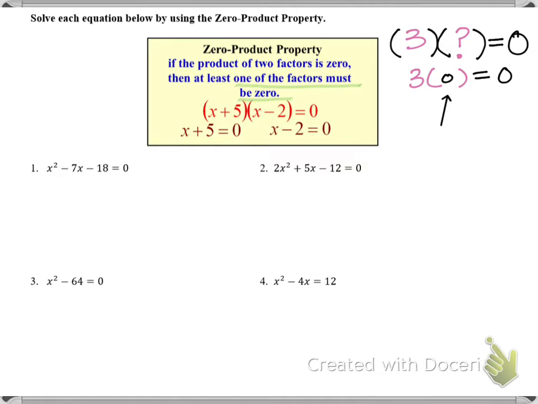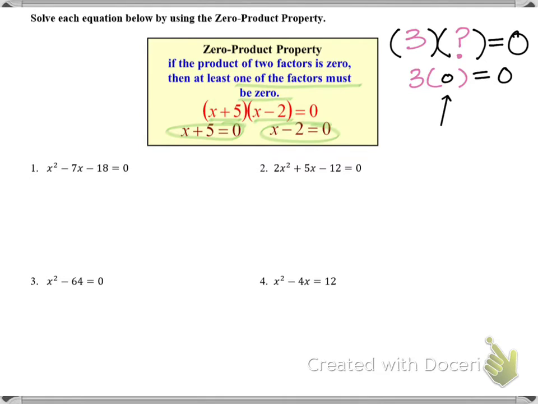So now let's take a look at that in terms of the binomial factors. If I have the binomial x plus 5 times the binomial x minus 2 equals 0, then either the x plus 5 binomial must equal 0 or the x minus 2 binomial must equal 0. So when you're done using the zero product property and you're in your final steps, you get two linear equations set equal to 0, and all you have to do is isolate x and then you obtain two solutions.